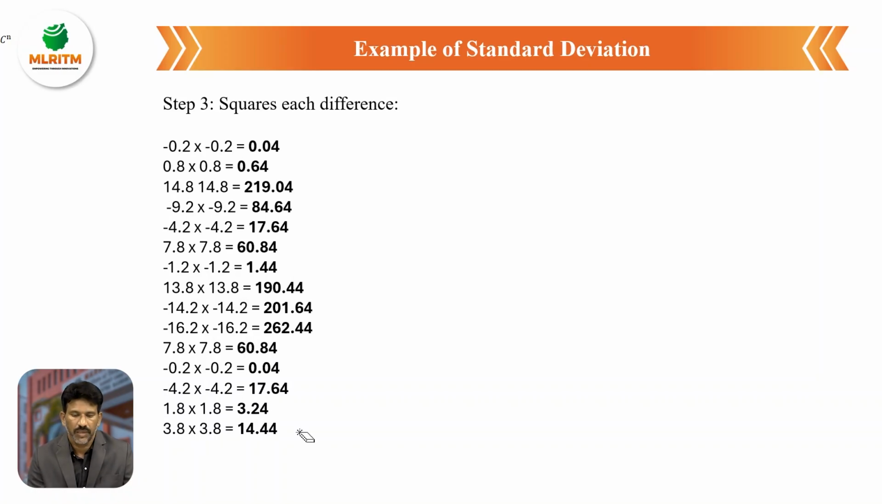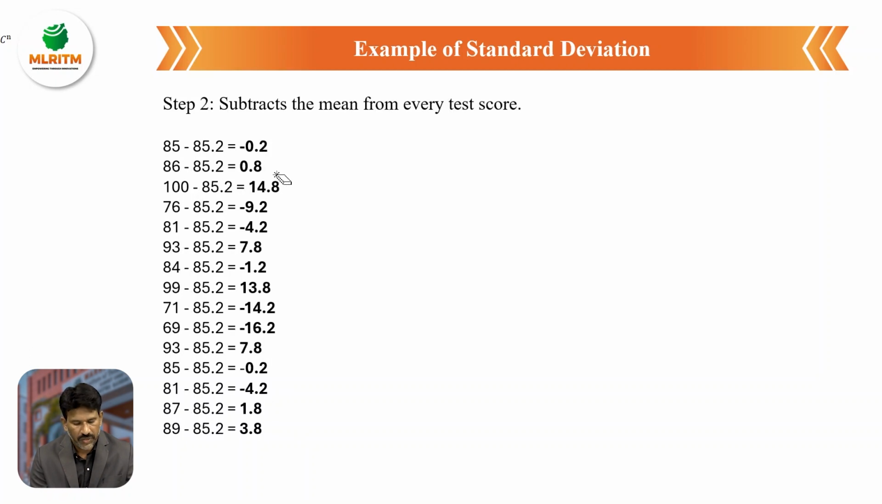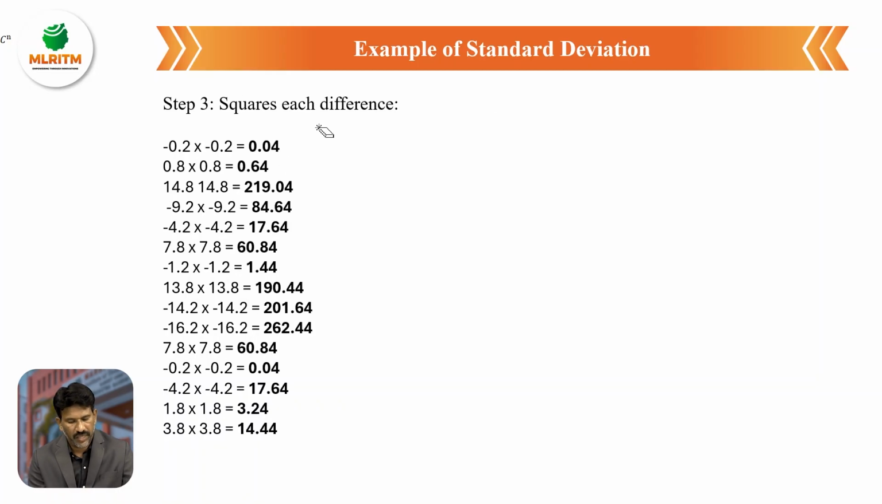Then in the next step, you have to square each and every difference. Once you've completed the subtraction, you get the difference for each score value. So 85 minus 85.2 gives minus 0.2. Using this value, you have to perform the square. Square each difference: minus 0.2 times minus 0.2, so you'll get 0.04. Like that you have to do it for each of the 15 test score values.